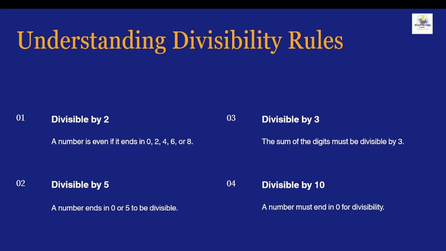Next, we have understanding divisibility rules. Divisibility by 2: a number is even if it ends in 0, 2, 4, 6 or 8. Divisibility by 5: a number must end in 0 or 5 to be divisible. Divisibility by 3: the sum of the digits must be divisible by 3. Divisible by 10: a number must end in 0 for divisibility.